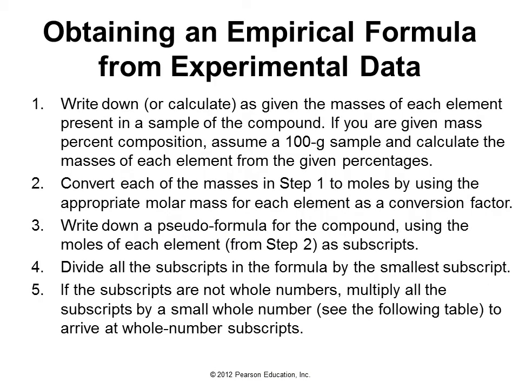So the protocol for getting the empirical formula is: write down the given masses of each element present in the compound, and then convert each of the masses to moles using the molar mass from the periodic table as a conversion factor. Then write down a pseudo formula with the subscripts of the moles given from step 2. Then divide all the subscripts by the smallest subscript. And if the subscripts don't turn out to be whole numbers, multiply them by a small whole number according to the previous table.